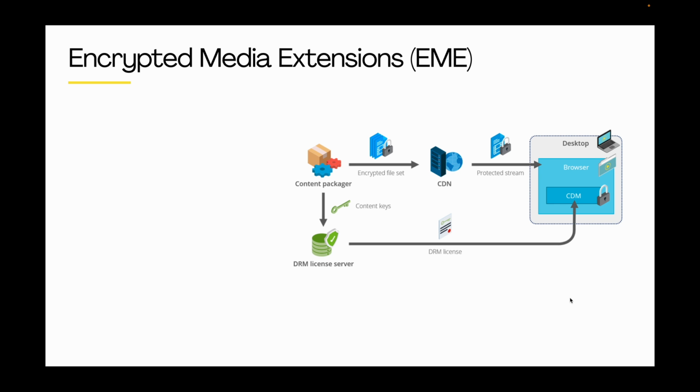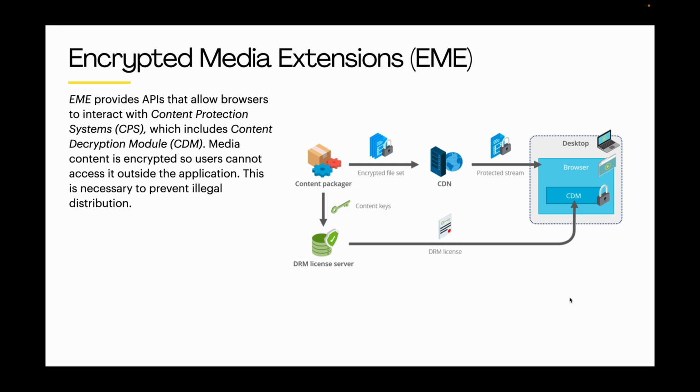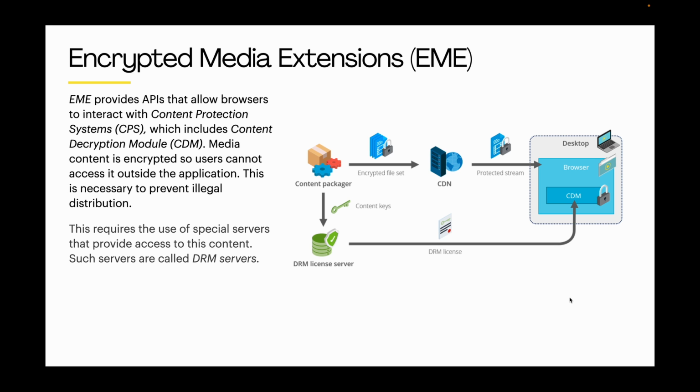The next topic is Encrypted Media Extensions. Encrypted Media Extensions provide an API that allows browsers to interact with a Content Protection System, or CPS, which includes a Content Decryption Module, or CDM. Media content is encrypted, so users cannot access it outside the application. This is necessary to prevent illegal distribution. This requires the use of special servers that provide access to this content. Such servers are called DRM servers. The EME is the provider between the encrypted media content and the DRM server.